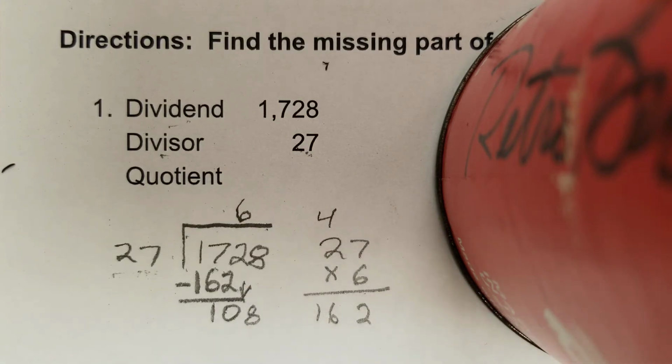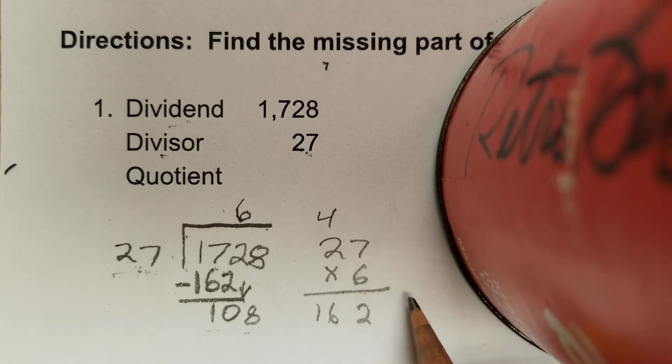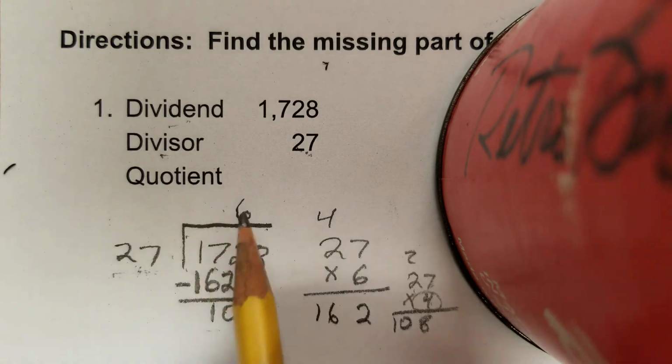And how many times will 27 go into 108? I'm going to guess, counting by quarters again, 25, 50, 75, 100. I'm going to guess 4 times. So I'm going to go over here where you all can see and do 27 times 4. 7 times 4 is 28. 4 times 2 is 8 plus 2 is 10, which is 108, which again is 4 times.